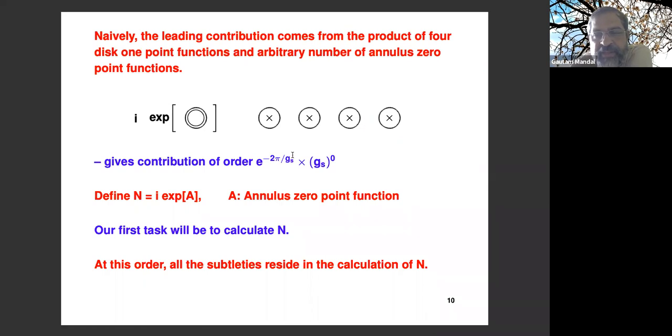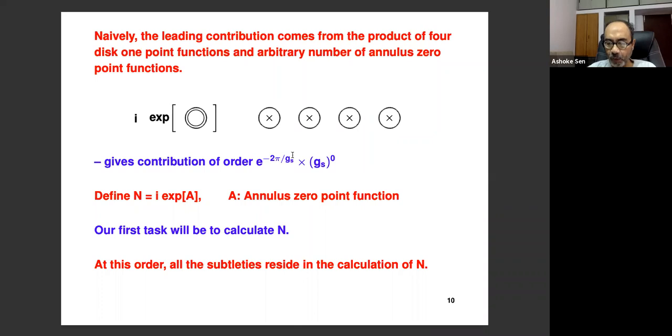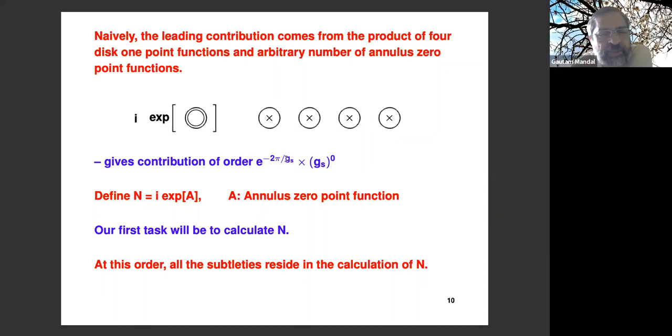D-branes have 1 over D-brane tension, right? Right, and the 2 pi, I see. So the 2 pi is the value of the classical action for the D-instanton.